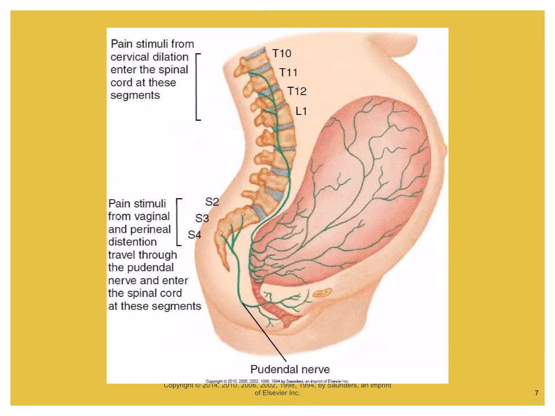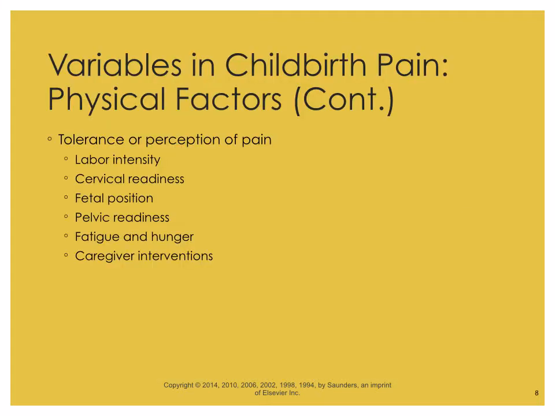In slide 7 of 31, we can see a little visualization of those nerves that are stimulated during labor and delivery, during the contractions, during the physical dilation and opening of the cervix. We can see pain stimulation from cervical dilation enter the spinal cord at these segments. So that's T10 to L1. And pain stimuli from vaginal and perineal distension travel through the pudendal nerve and enter the spinal cord in these segments. So that's S2 to S4. And we can see that there in that nice visual.